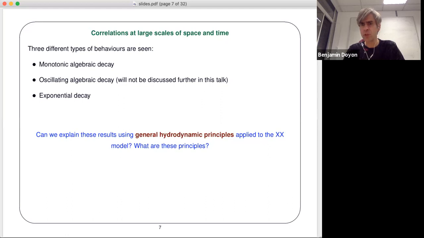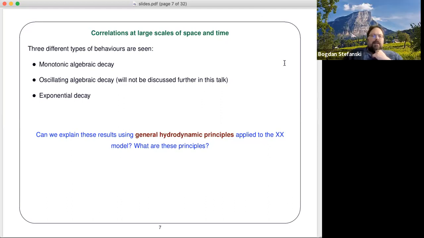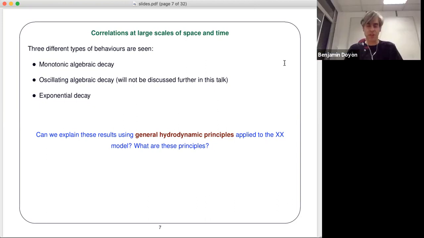Okay, that's questions. Is this going to work for more complicated operators? Yeah, so this is another really good question, for what operator.